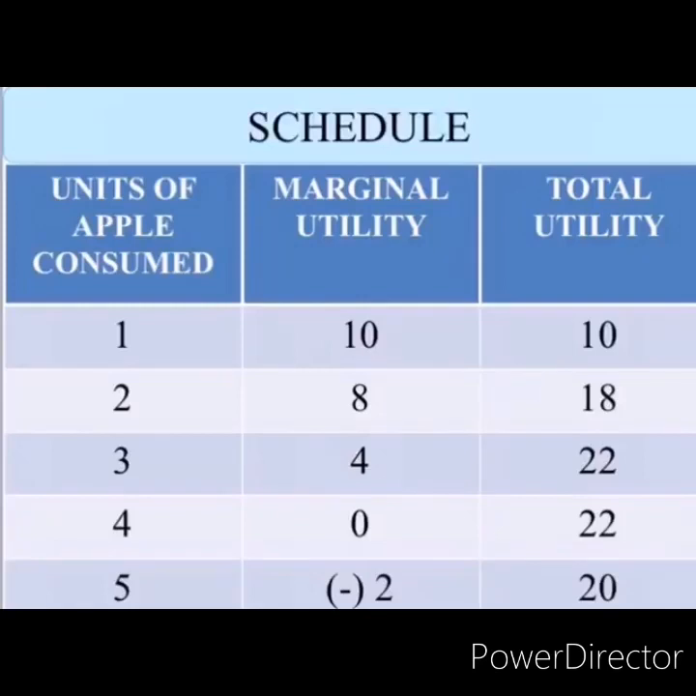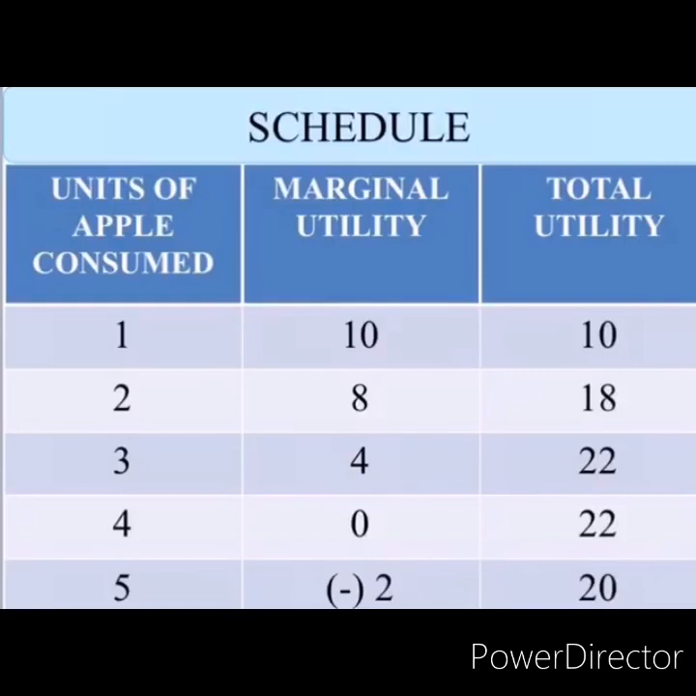So what is happening here? Earlier the total utility is increasing but at a diminishing rate, but then on the third and fourth unit it becomes constant, because till that point the satisfaction level of the person becomes 0. And after the fourth unit, at the fifth unit, the total utility of the consumer starts declining.